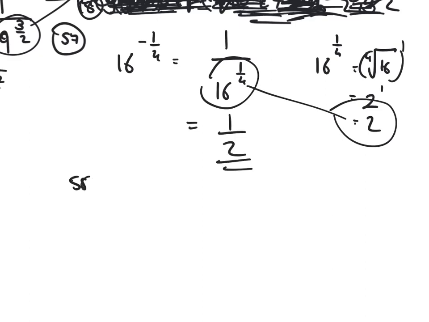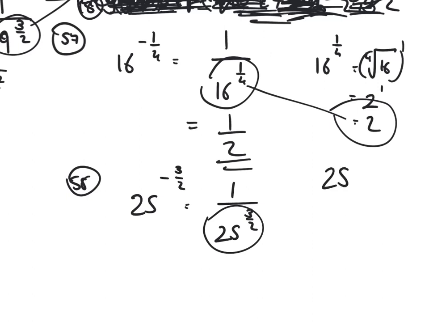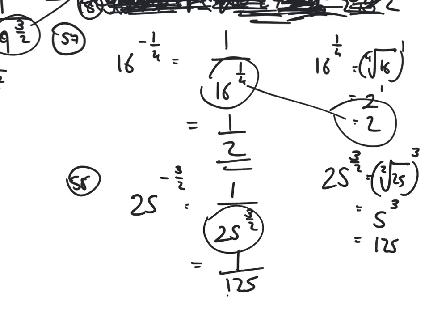Example 58. This time let's go for 25 to the minus 3 over 2. So that's 1 over 25 to the power 3 over 2. Okay, so 25 to the power 3 over 2 is the square root of 25 brought to 3. Square root of 25 is 5. 5 cubed is 5 times 5 times 5, that's 125. Let's bring that back in. 1 over 125.